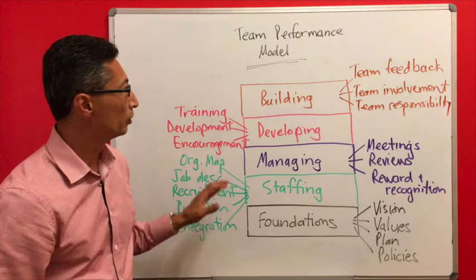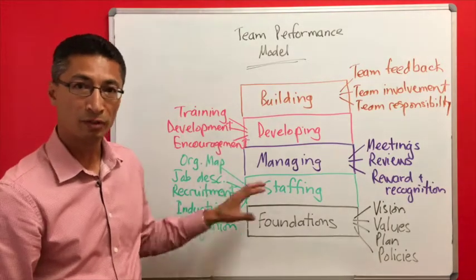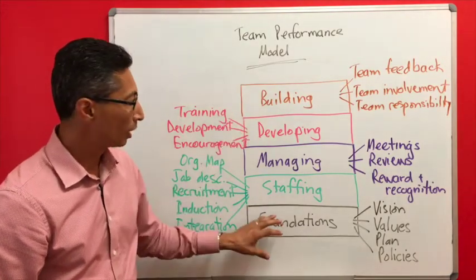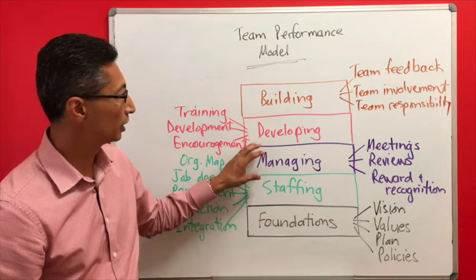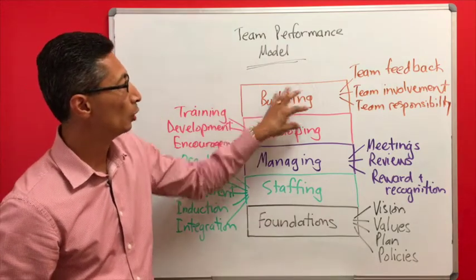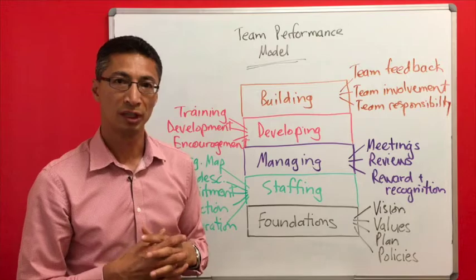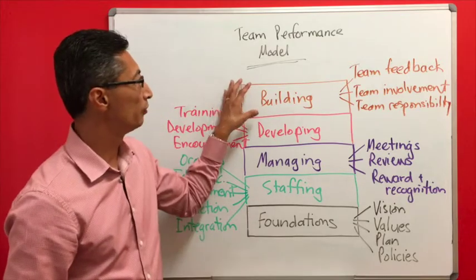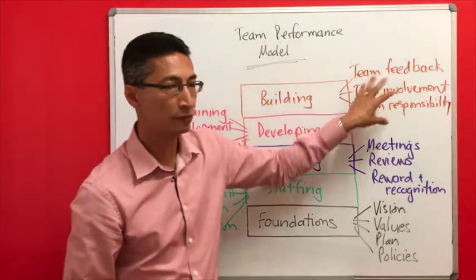Okay, so that's a very, very quick overview of our 5-step team performance model. The foundation, staffing, managing those staff, developing them, and then looking at how we actually build a strong team that works well together. So the first step, as I said, is this staff survey process.